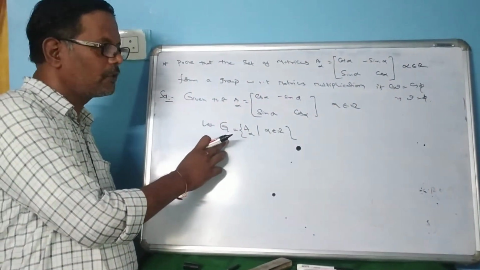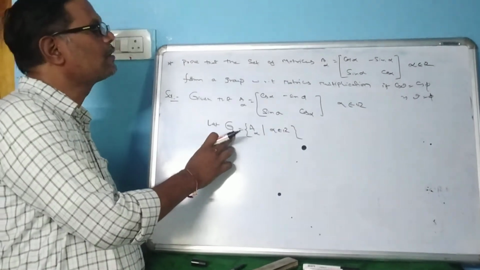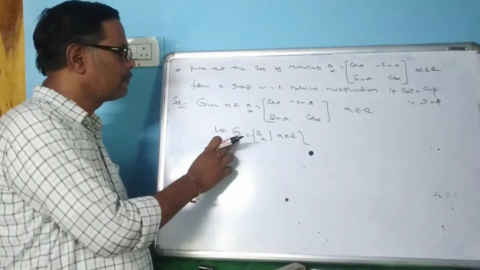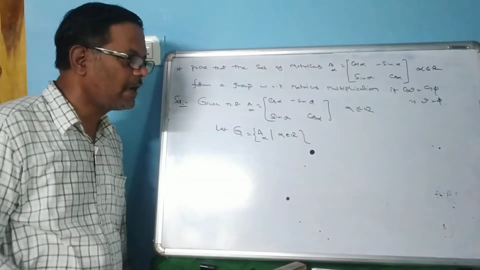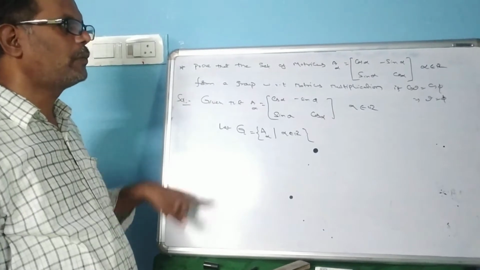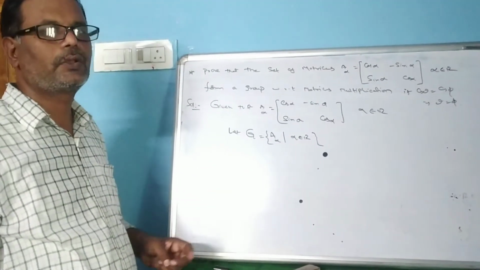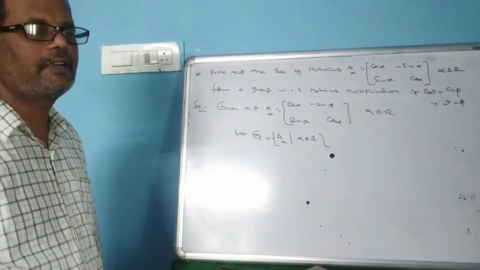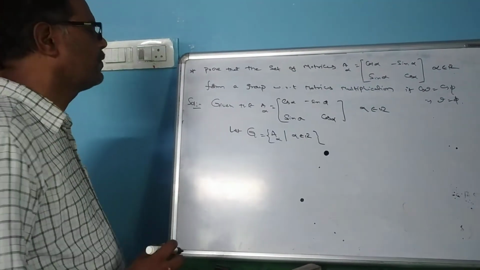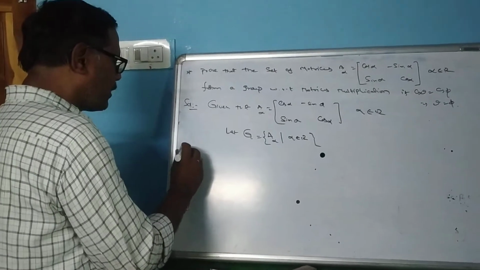Now I want to prove that G is a group under matrix multiplication. If we want to prove G is a group under matrix multiplication, we have to prove all the postulates: closure, associative, existence of identity, and inverse under the matrix multiplication. First of all, I want to prove the closure law.